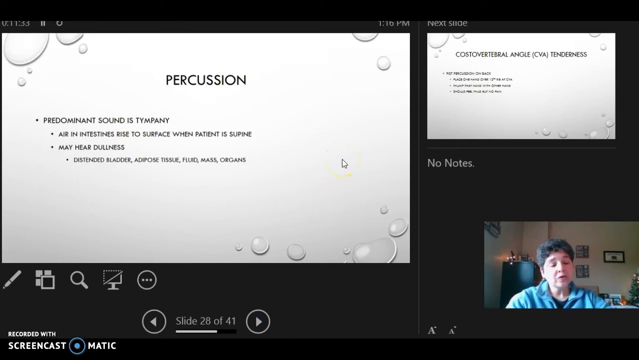When you percuss, the normal sound that you would hear, so again, that's that tapping, and the predominant sound is called tympany. Now, when you were in the lungs, we said it was resonance, so now it is tympany. This is caused by air in the intestines that rises to the surface when the person is laying on their back. And you also may hear dullness over organs. So you should hear a nice hollow sound everywhere except if they have a distended bladder, a lot of fatty tissue, any masses or fluids, and of course if you're going over those solid organs versus the hollow organs.